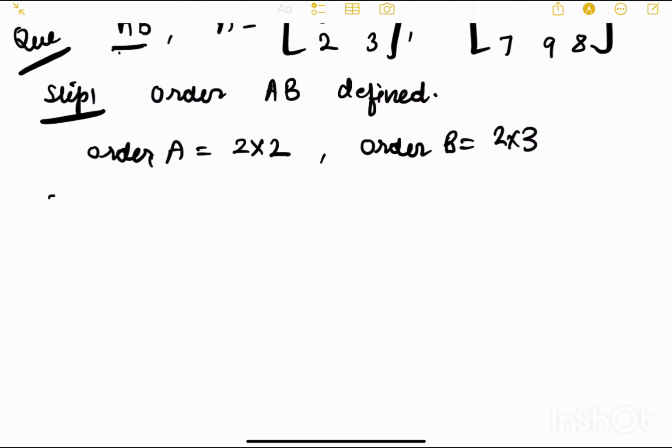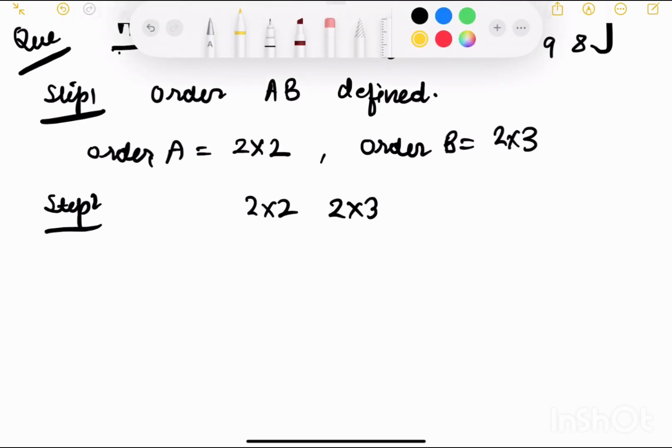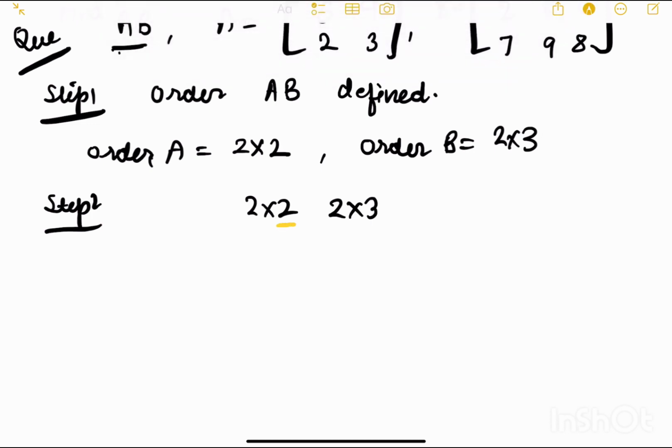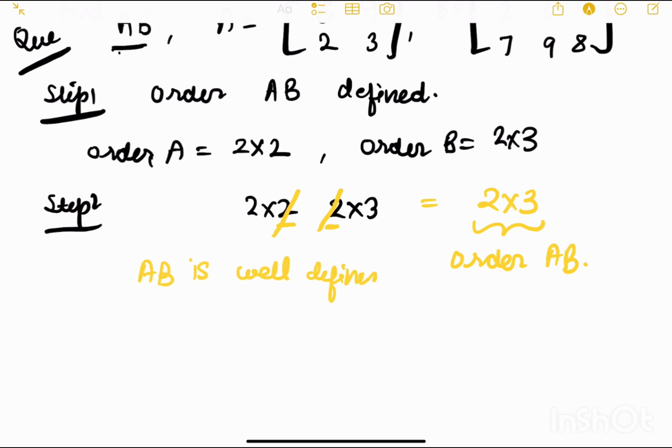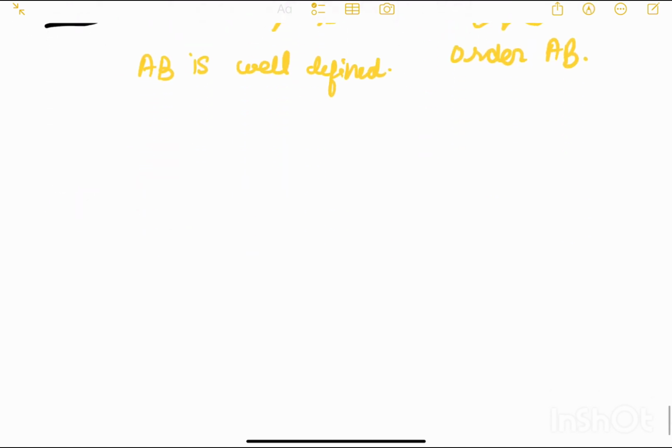So the next step is to write the given orders side by side and check whether the last element of the first order and the first element of the second order are the same. And we will just ignore these two. So this will be the order of my matrix AB. So this shows that AB is well defined. So I can just proceed with my multiplication process.